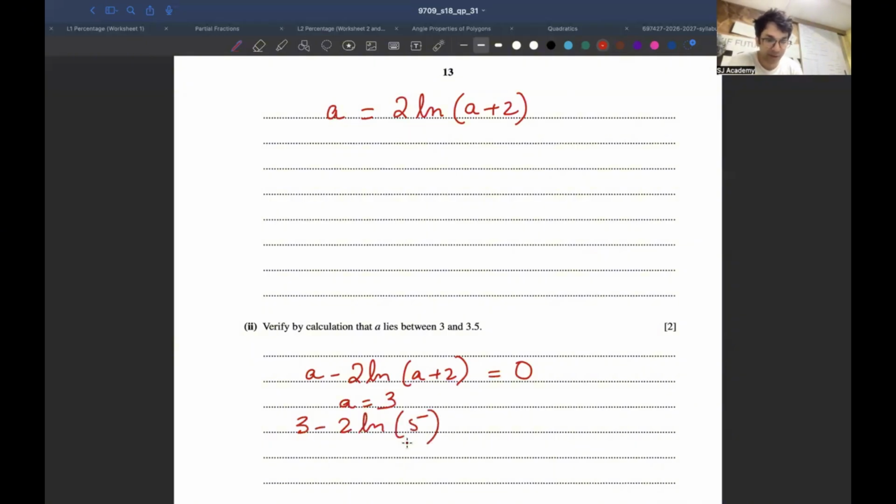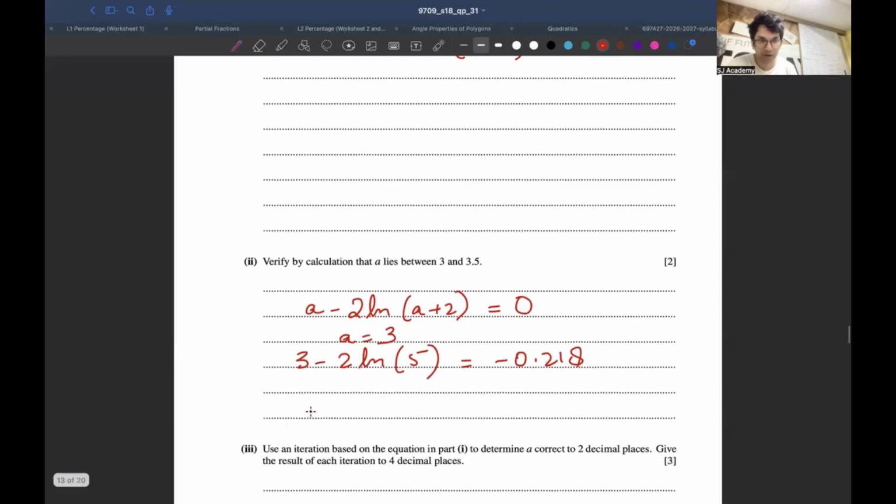This will become 3 minus 2 ln of 5, that is minus 0.218. And now substituting a equal to 3.5, we'll get 3.5 minus 2 ln of 5.5. So 3.5 minus 2 ln of 5.5, that is 0.09. So that's a positive value. Now this change of sign shows that the root lies between 3 and 3.5.